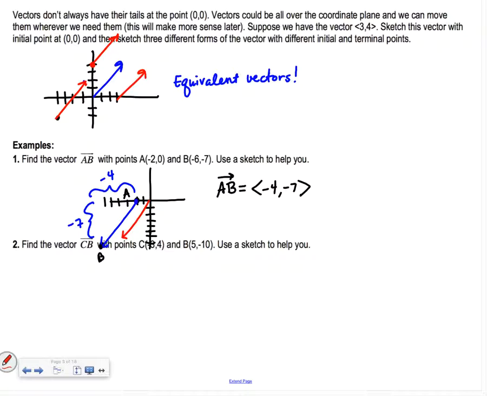Okay, so if I have -4, -7, how do I start with this and get this? What's the pattern? What do I do? Any guesses on this next one?